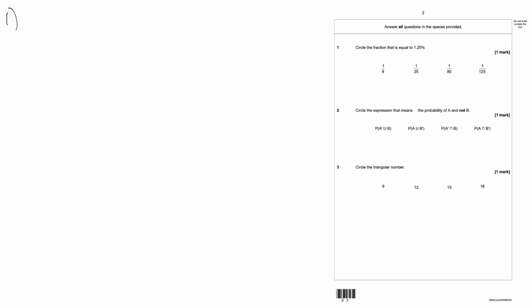So for question 1, we want to equate the percentage 1.25% to a fraction. So what I like to do here, if we know it's a percentage, then this means that this value is out of 100. And we want to write this as a fraction. So we want to write this as 1 over something, which I'm going to call x. So all we need to do now is find what our value of x is by rearranging this formula.